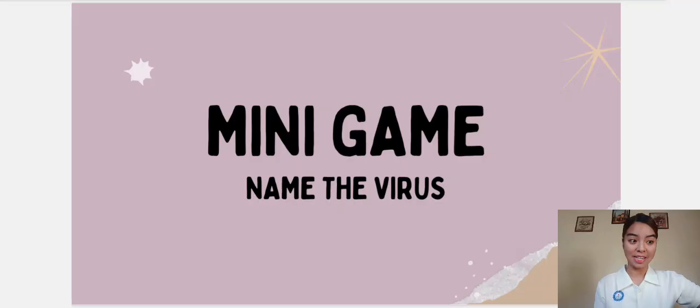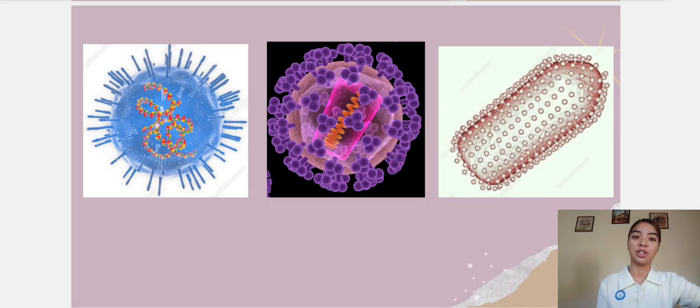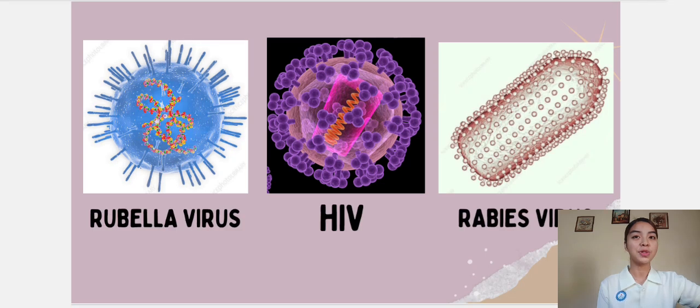Before we move on to our discussion, let's have our mini game. This mini game is entitled Name the Virus. You will guess or name the virus that I will be showing you in the form of pictures. We have picture number 1, picture number 2, and picture number 3. If your answer on picture number 1 is rubella virus, you were correct. And if your answer on the second picture is human immunodeficiency virus, you were also correct. And if your answer on the third picture is rabies virus, you were also correct. Good job! So we are done with our mini game, thank you for participating.